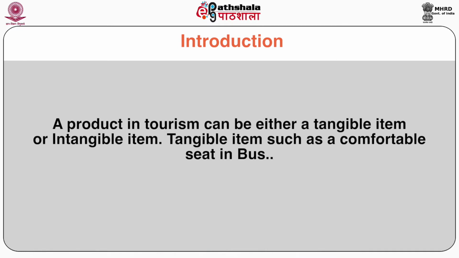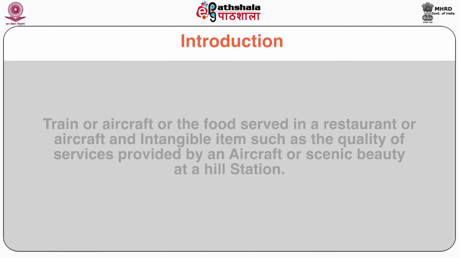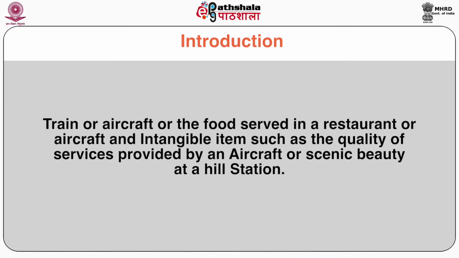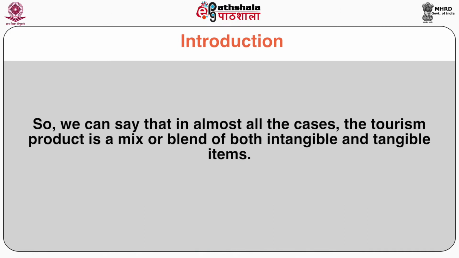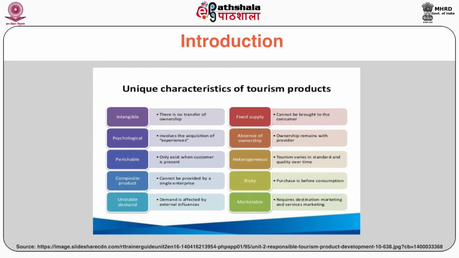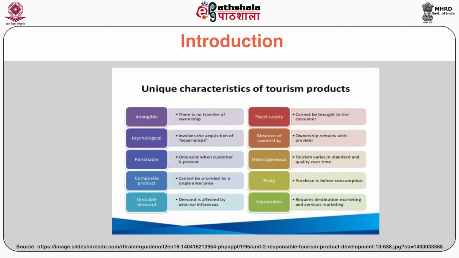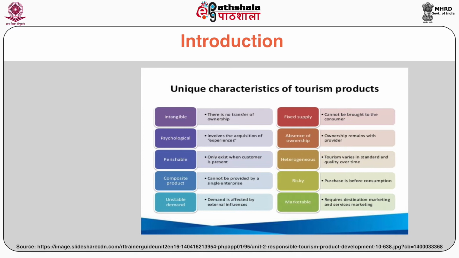A product in tourism can be either a tangible item or an intangible item. Tangible items such as a comfortable seat in a bus, train or aircraft, or the food served in a restaurant or aircraft, and intangible items such as the quality of services provided by an aircraft or scenic beauty at a hill station. So we can say that in almost all cases, the tourism product is a mix or blend of both intangible and tangible items. This combination of different components results in giving the tourist the total travel experience and satisfaction.